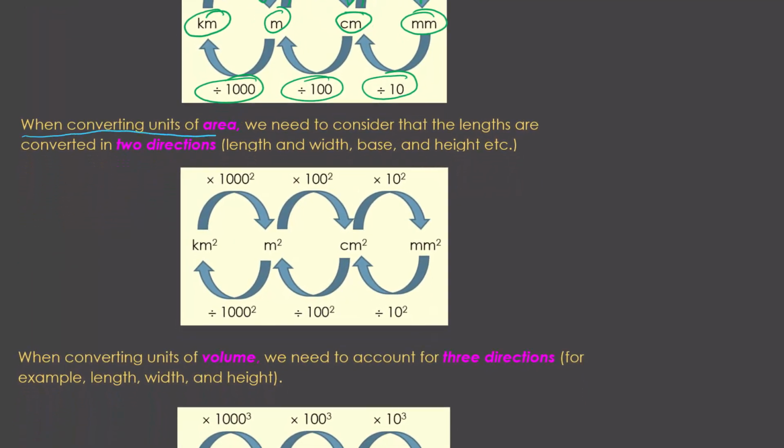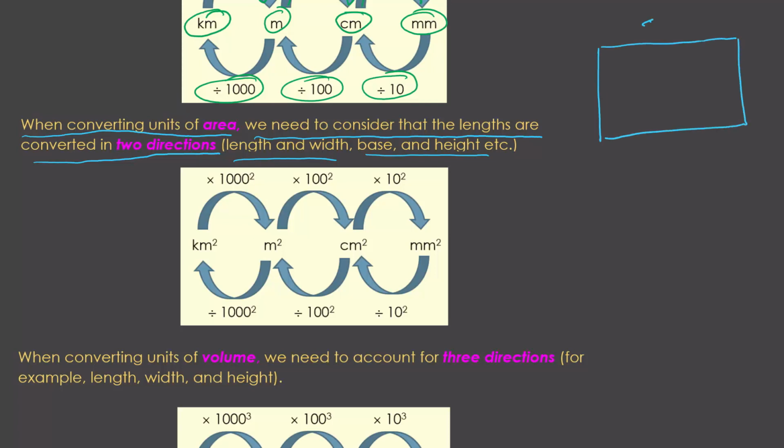When converting units of area, we need to consider that the lengths are converted in two directions. Length and width, base and height, for example. So if we had a rectangle that was 5 meters by 2 meters, you'd need to convert this to, say, 500 centimeters and this to 200 centimeters. And then to get it in square centimeters, you multiply these two numbers.